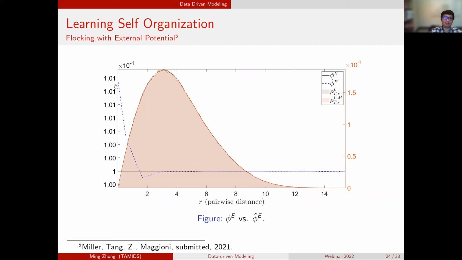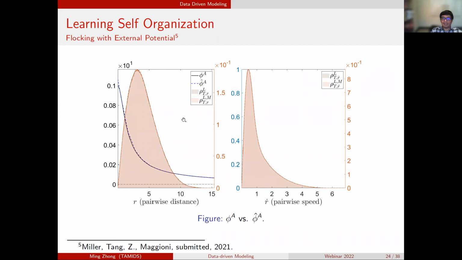I want to point out that although it looks hugely different, if you look at the scale, here it is only 0.1, and it only goes up to 1.01. So it's about two digits of relative accuracy that we learn from this. We just zoomed in so that it seems they are hugely different, but if you zoom out, the two lines actually match up pretty closely. And this is the alignment-based interaction kernel that we learn from this flocking with external potential data.